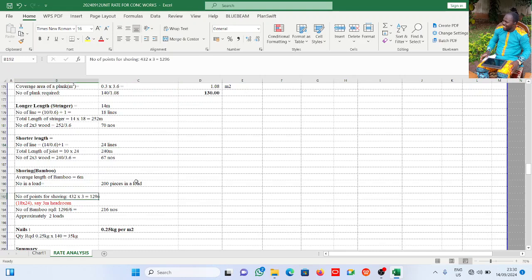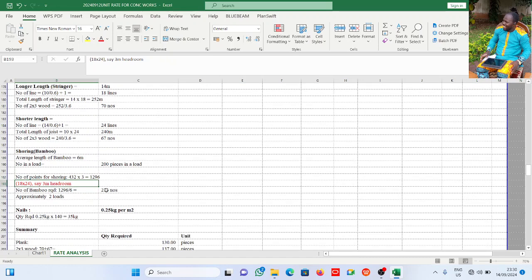432. Now assuming the headroom is 3 meters high, 432 times 3, I have 1296. Now a bamboo is 6 meters. All right, so if I divide this by 6, I'll be having 216. So it's already more than a load, because one load is 200 pieces, 200 numbers. 200 numbers make a load. 200 lengths of 6 meter length of bamboo make a load. All right, so this is already 216 numbers.